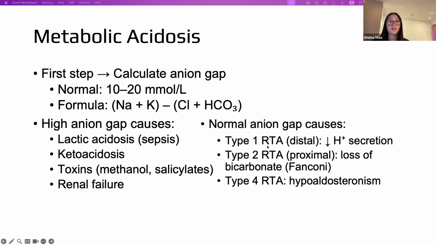And these are the types of renal tubular acidosis. So we have the distal cause, which is type 1, and then the proximal problem, which is type 2. And that one is something to remember.